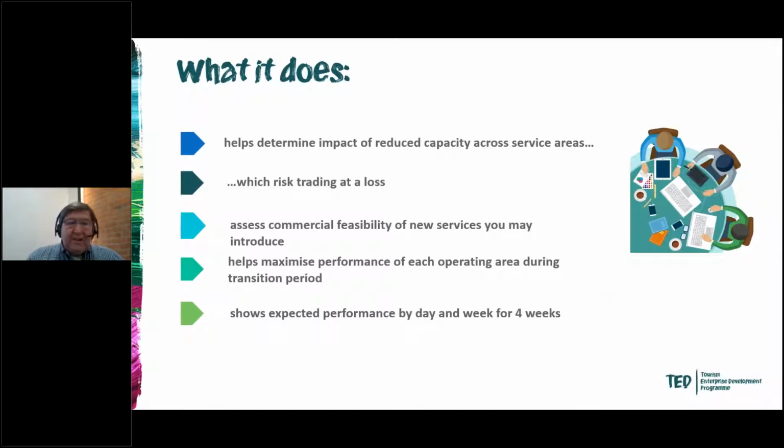The calculators really are designed around looking at your business in 4-week blocks. So you will get that performance analysis on a daily and a weekly basis, and then an overall summary. But we'll see that as we come to it.